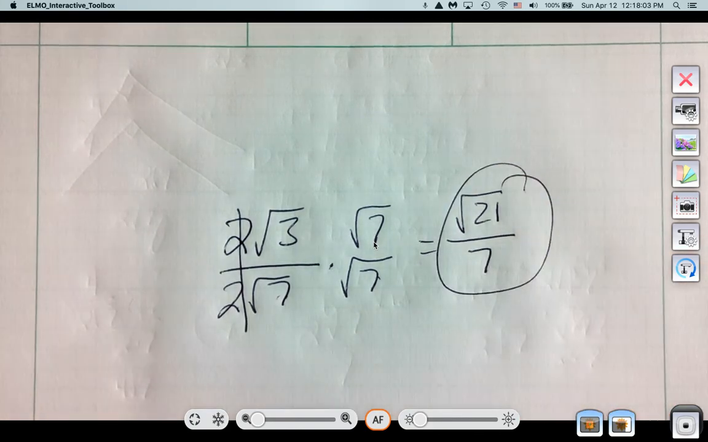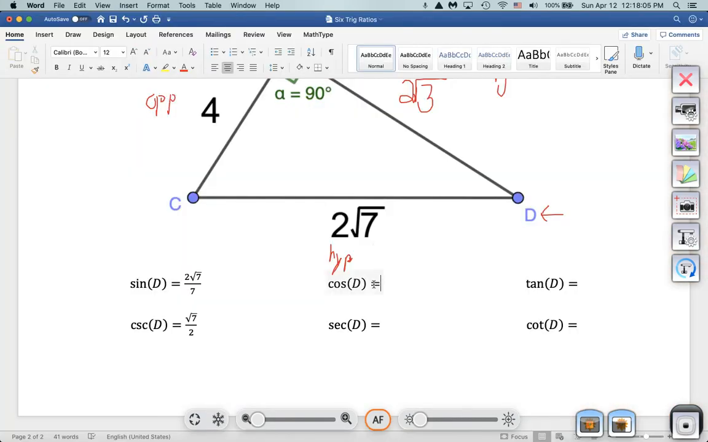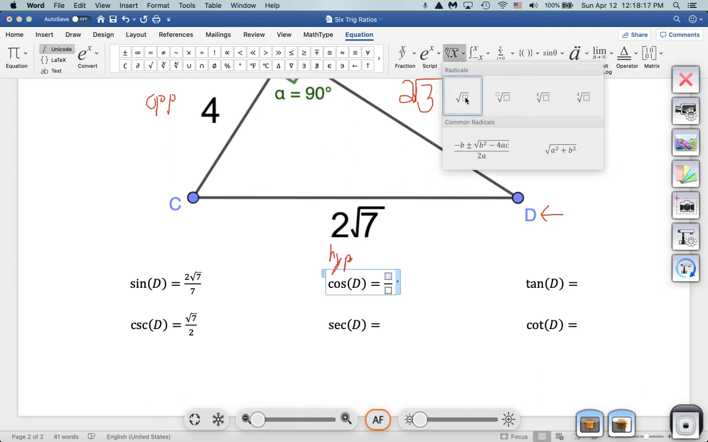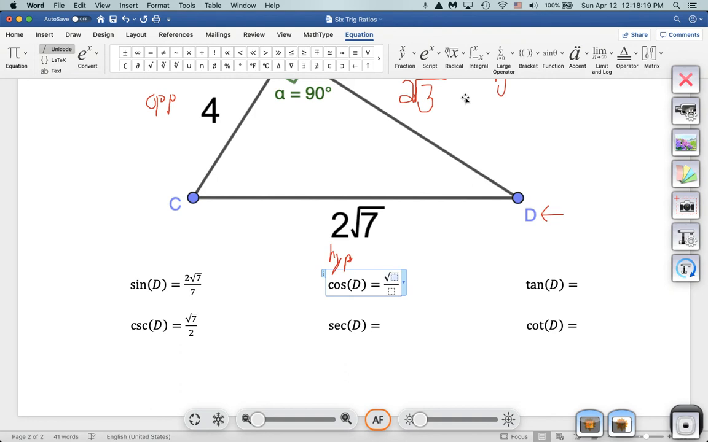That's my cosine. So on here, I'm just going to come in here and insert my fraction, and I'm going to type in the square root of 21 over 7. Again, when you're working in your Excel, this is kind of the way you do it, over 7.